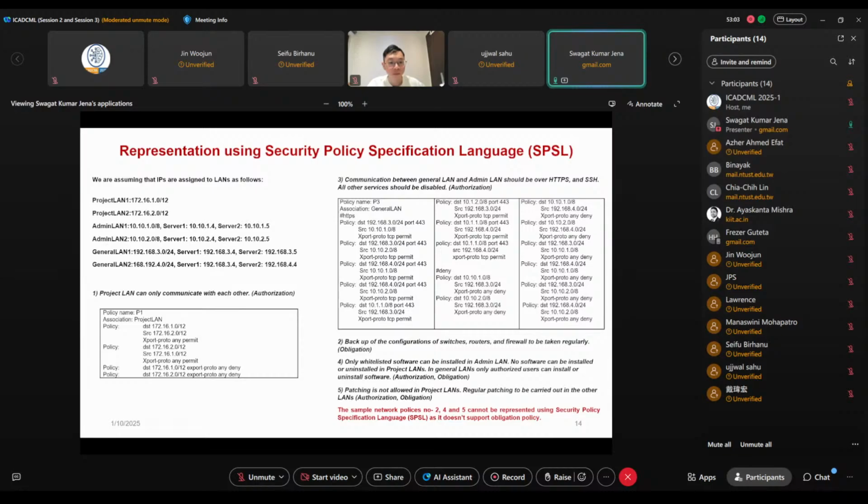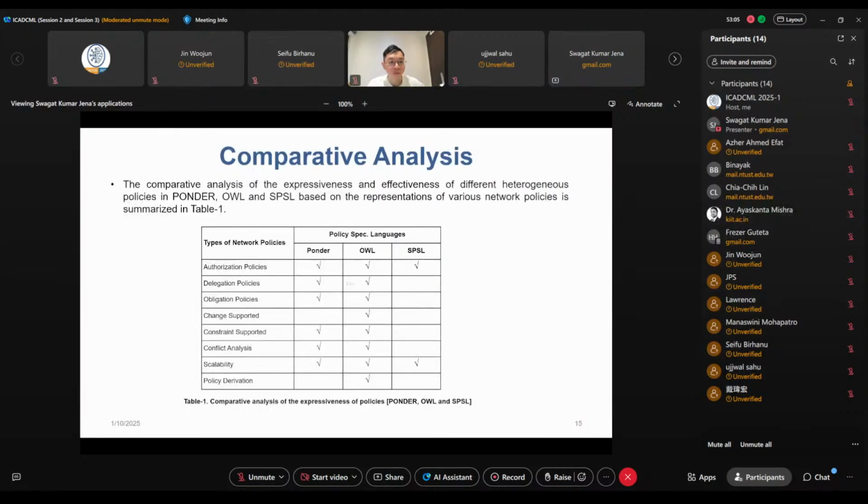So based on that, we have compared these three languages, Ponder, OWL, and SPSL, and we have concluded that in SPSL you can implement only authorization policy. However, in OWL and Ponder, almost all policies you can implement. Only Ponder doesn't support change.